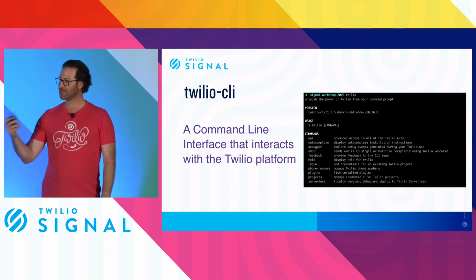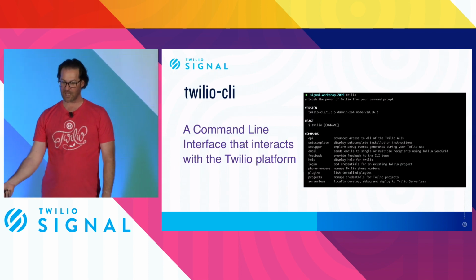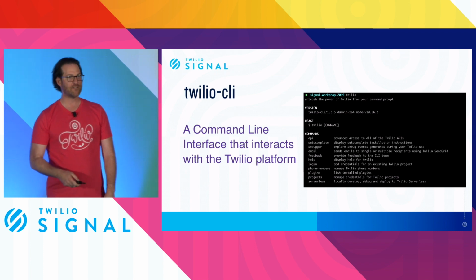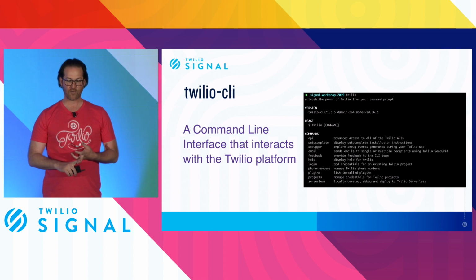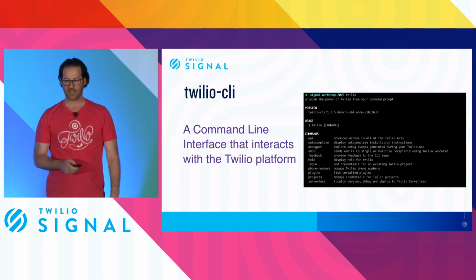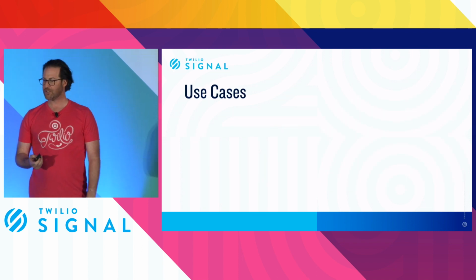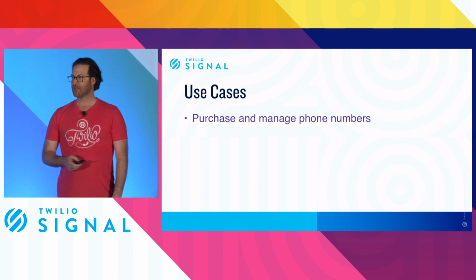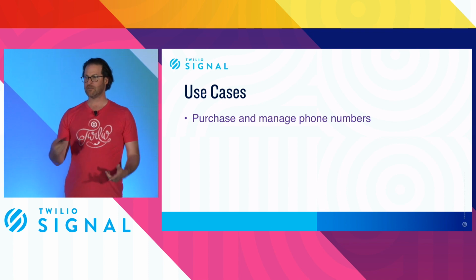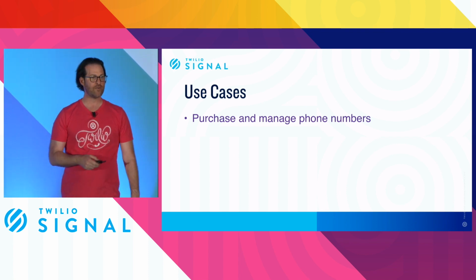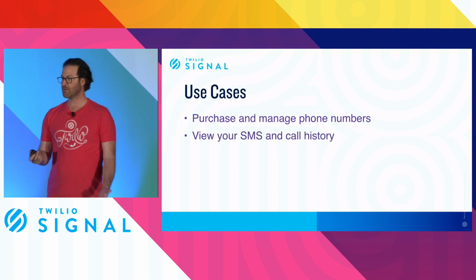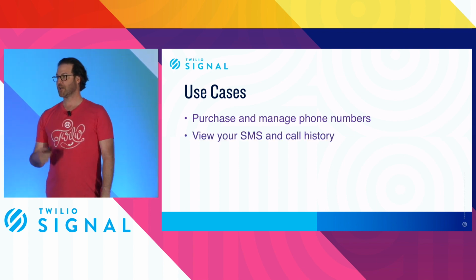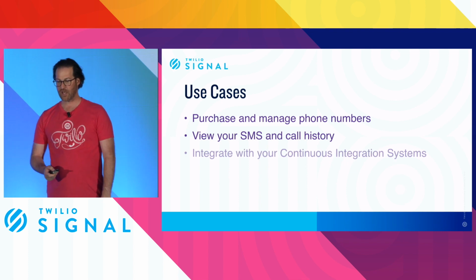And so it looks like this. We have a set of commands that represent different types of features that we expose over our APIs and things that we've made even easier by not just going directly against the API. So why would you use the CLI? One reason is maybe you want to do some batch purchasing of phone numbers. You could do that through the CLI. Perhaps you want to view your message history and call history. You can do that through the CLI.